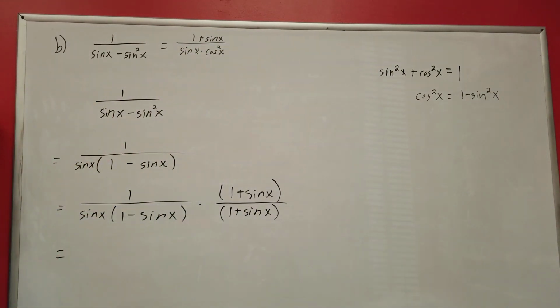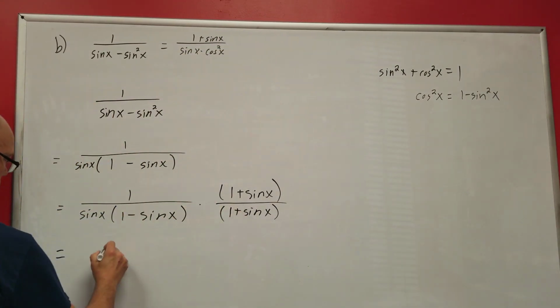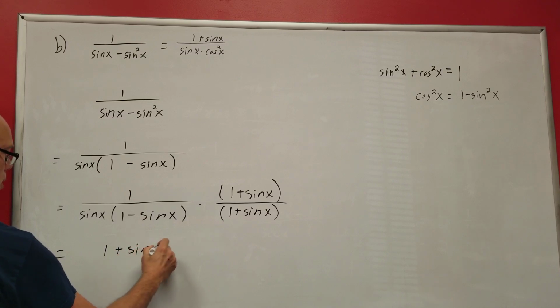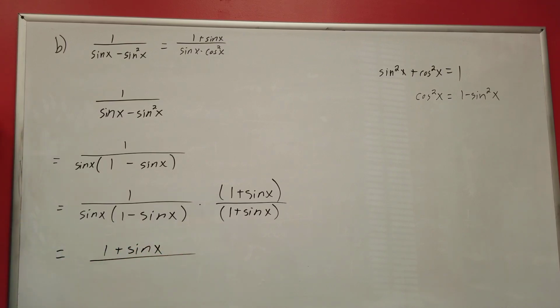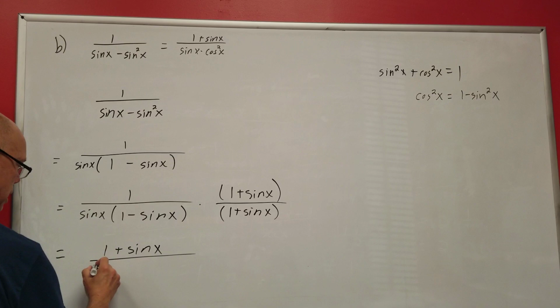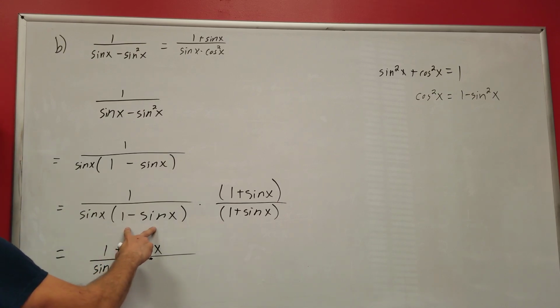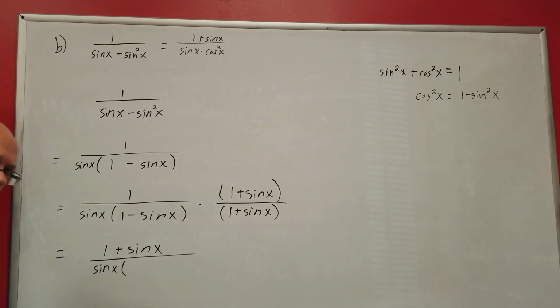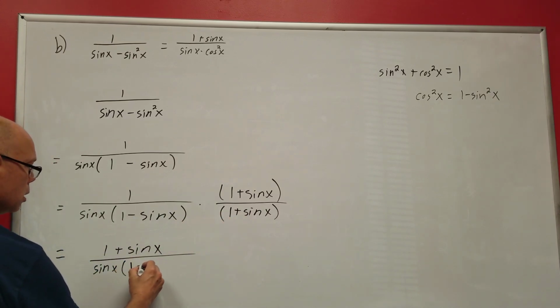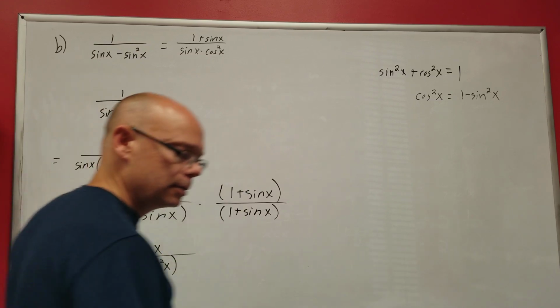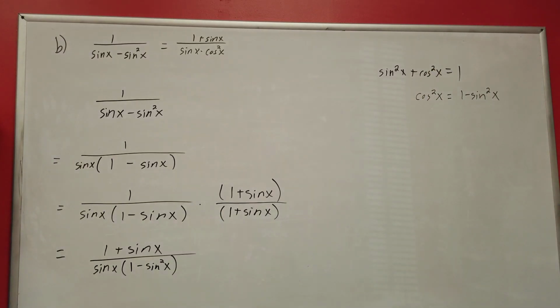All right, let's see. So 1 times this part is this part, 1 plus sine of x, right? How about the bottom? I have sine of x times, what happens if I multiply this part and this part? If I use FOIL, if I use distributive property or whatever, I'm going to get 1 minus sine of x squared like that. Am I still on the screen? Yeah, sure am.